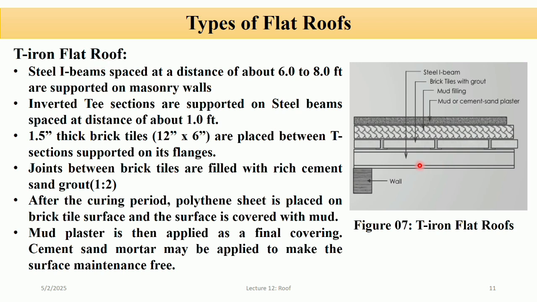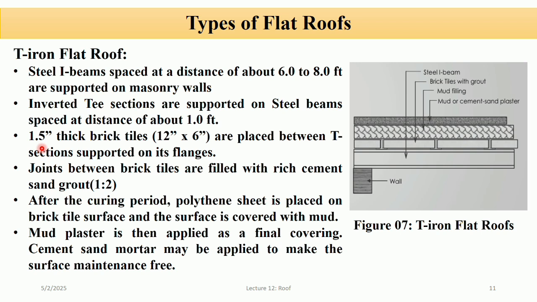consists of a steel I-beam, which is the main support of the T iron plate roof. So these I-beams are placed 6 to 8 feet apart and supported on the masonry wall. You can see in the section. These beams carry the primary load of the roof. And an inverted T section is the secondary support of a T iron plate roof. Between the I-beams, the T iron sections, which are inverted to provide support, flanges are installed at 1 foot. So this helps in supporting the brick tiles placed between them.